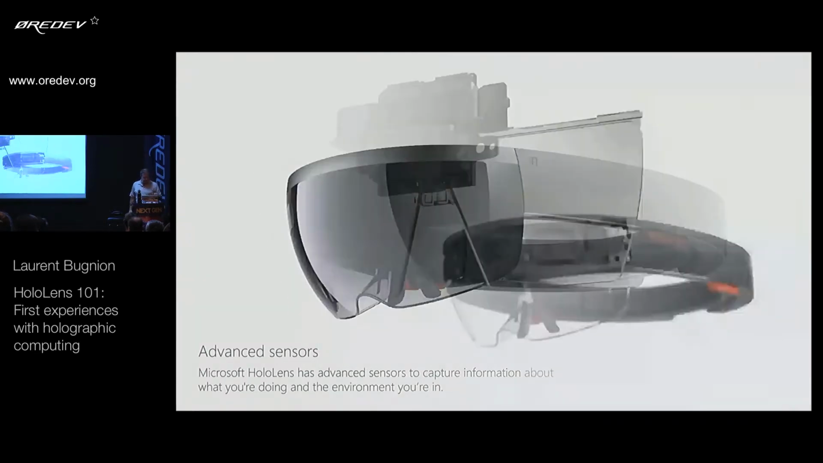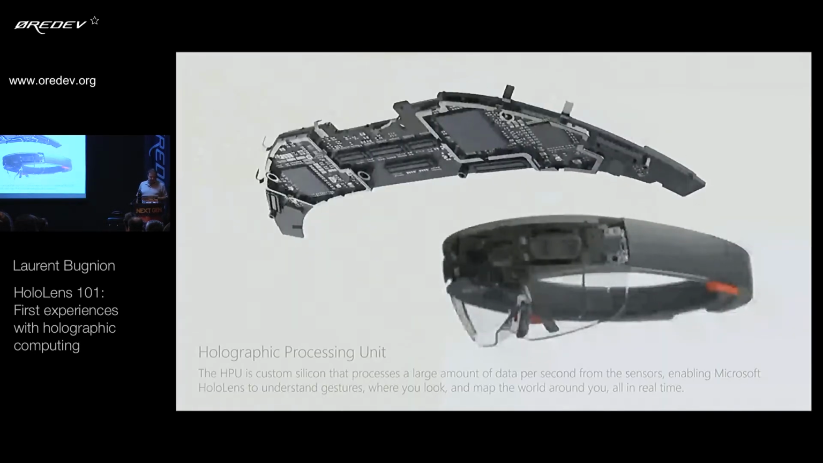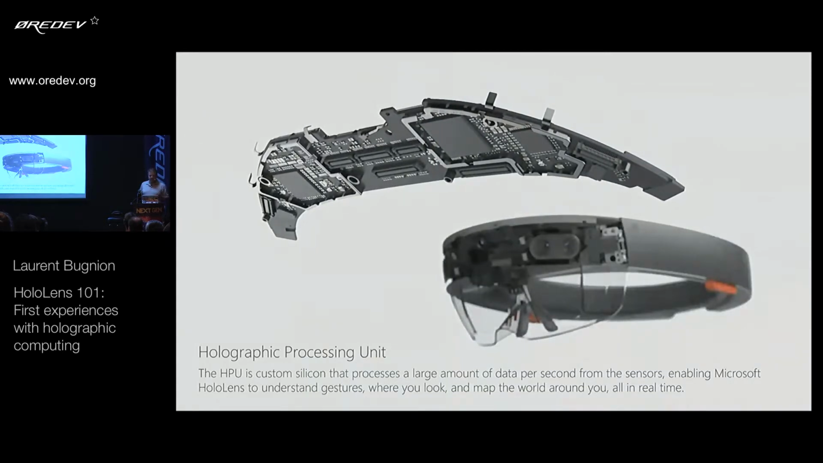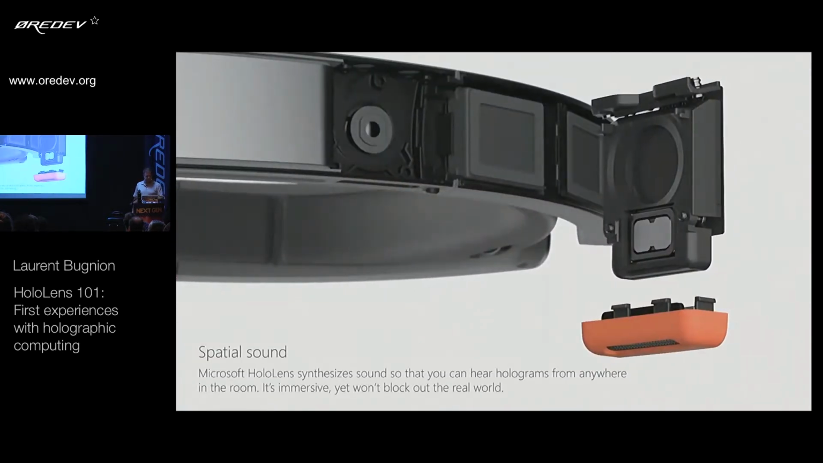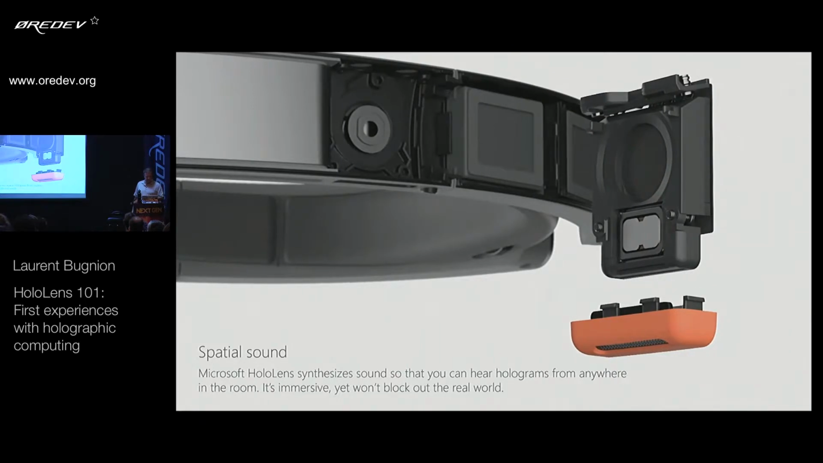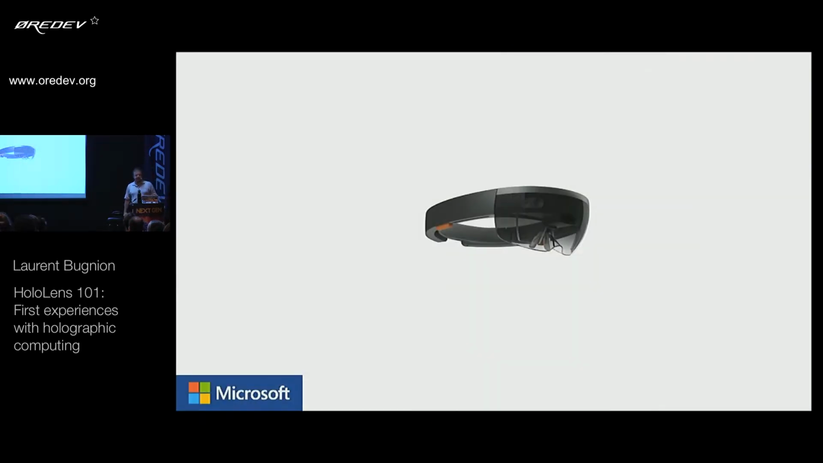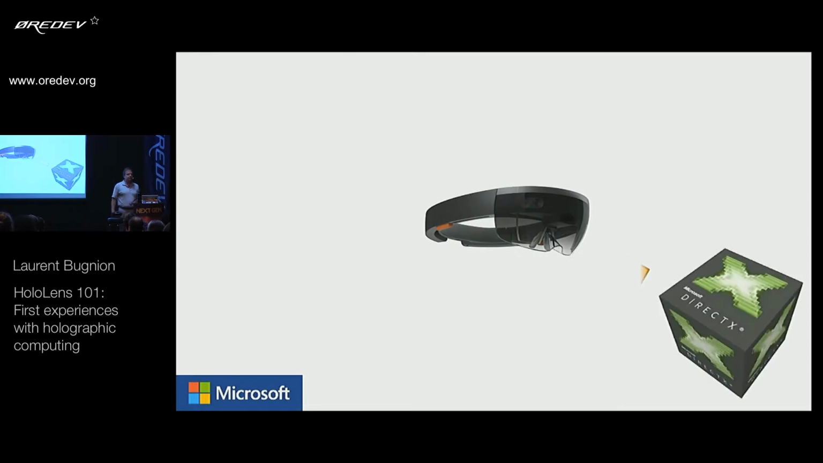Here you will see the lenses and the HPU, which in itself, I'm told, represent a good portion of the price of the device. It's quite a complex part. And then you have, of course, the speakers for the spatial sound. All right, in terms of development environment, this is a Windows 10 device, which means we are going to use DirectX to create the 3D, like all Windows devices.